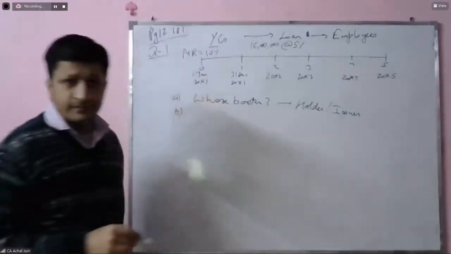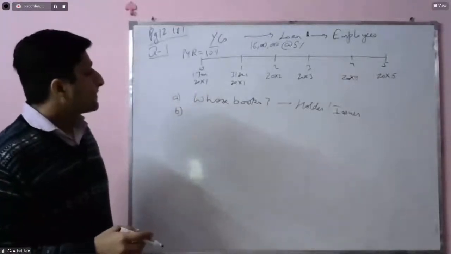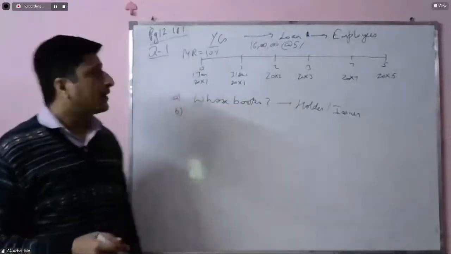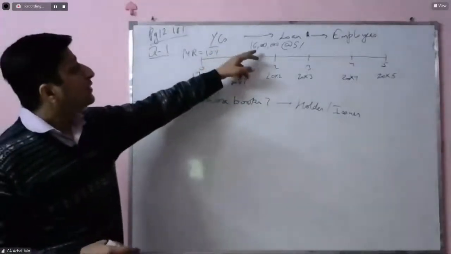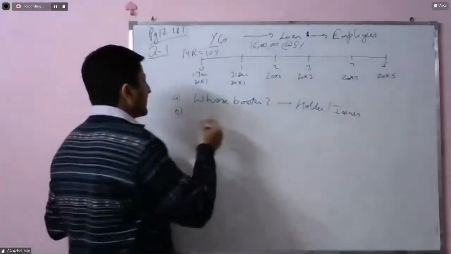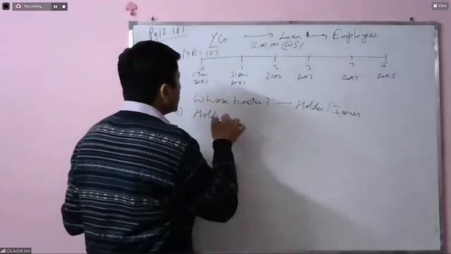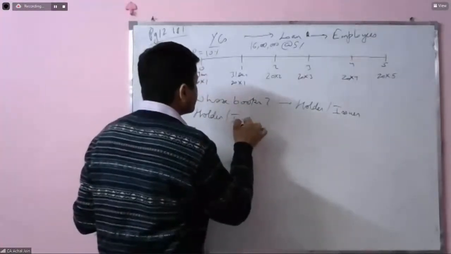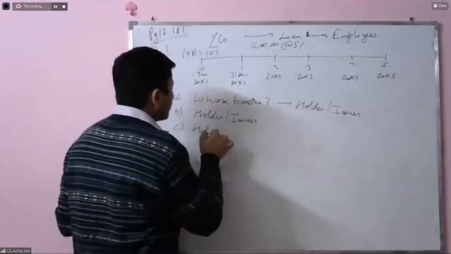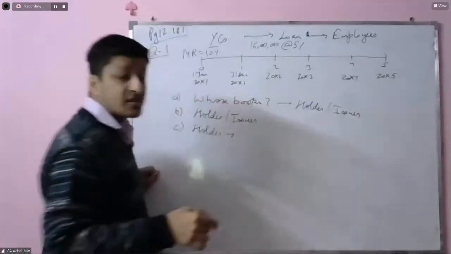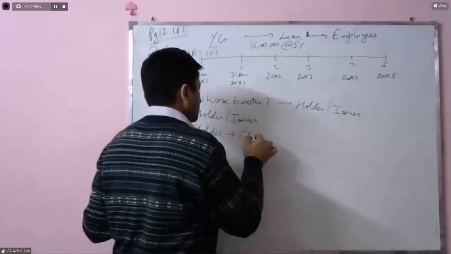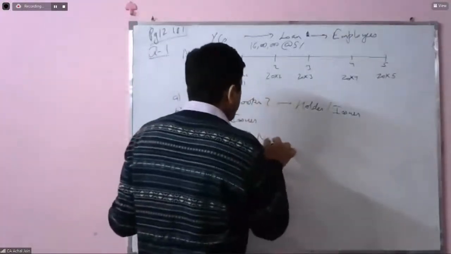My second question: who will be the holder and who will be the issuer? C. In the books of holder, what will this instrument become? Means the nature of the instrument.